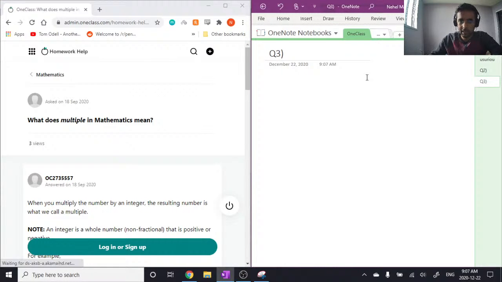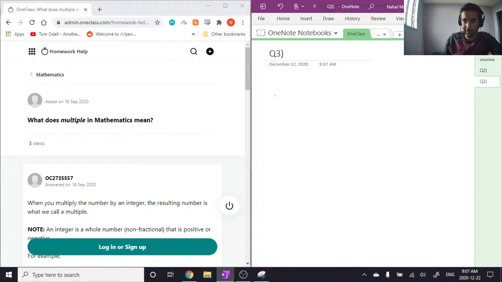What does multiple in mathematics mean? So if I have a number, and if I can find a set of two numbers which by multiplying together I can get the original number, I can say that the two numbers are multiples of that number.